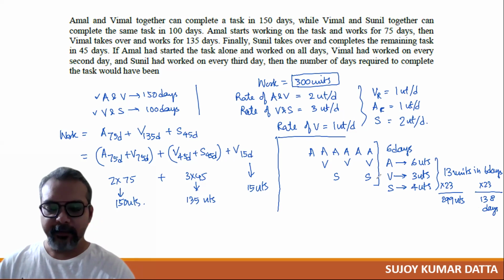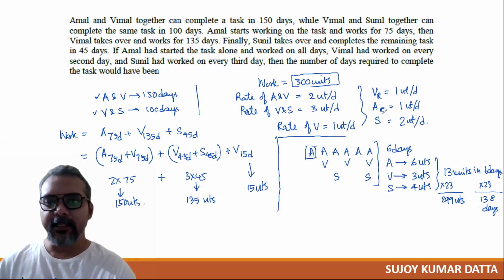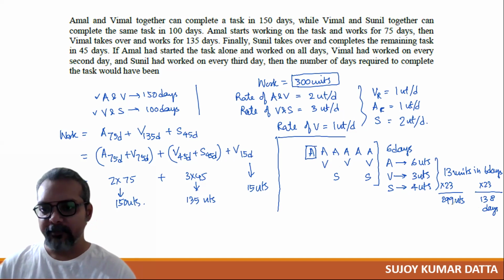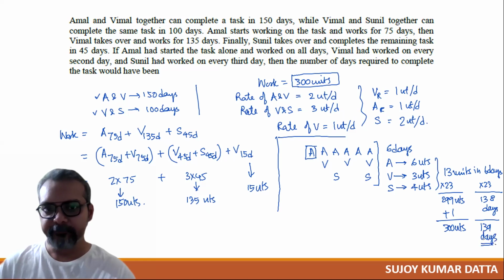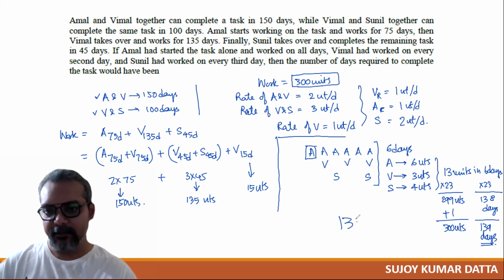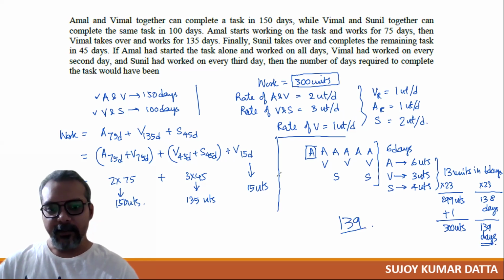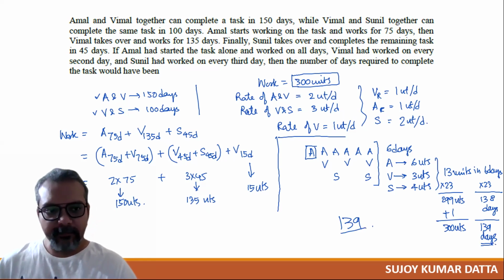We need to do one more day. So on the next day, that is on the 139th day, it would be A who is coming to work because that will be the beginning of the new cycle. And A would have done only 1 unit. So that would have completed the required 300 units of work. And it would have taken them 139 days for that. So the question is the number of days required. So the answer is 139. Okay, let's go to the next question.